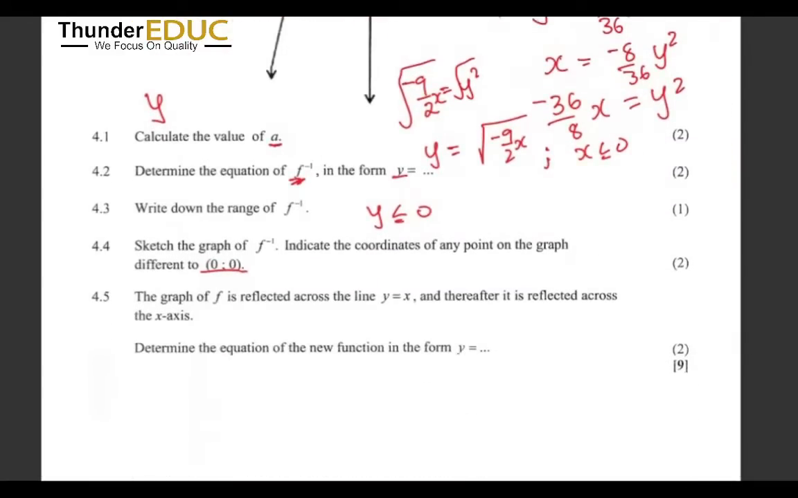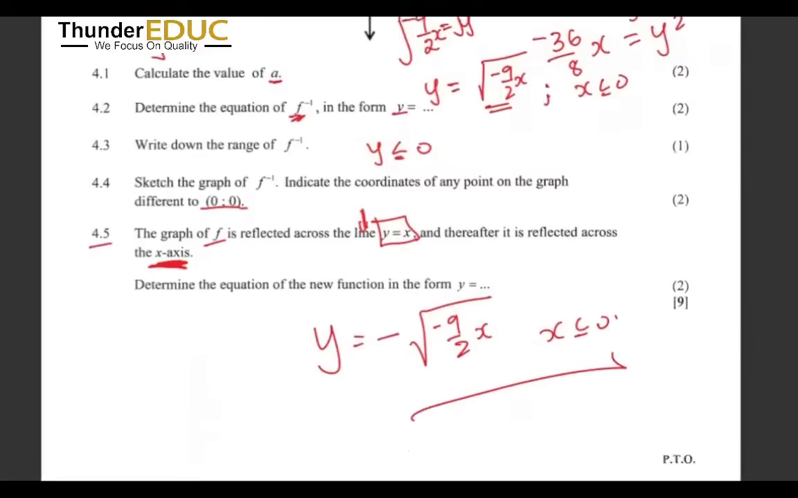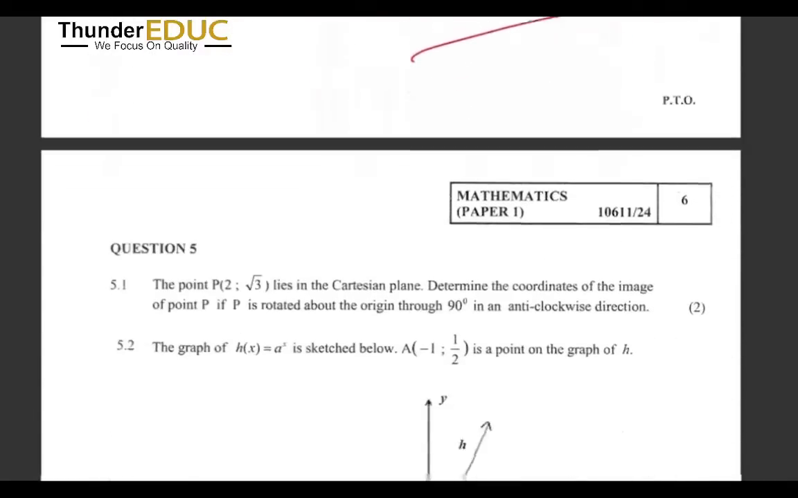that is true. Then 4.5, they're telling us the graph of f is reflected about the line y equals x. Now, the moment this reflection takes place, we have our inverse, which is this. And thereafter, it is reflected across the x-axis. Now, reflecting about the x-axis, the value of y must change. So this function becomes negative. So negative square root of negative 9 over 2 x, where x must be less than 0. So that is what we have for question 4.